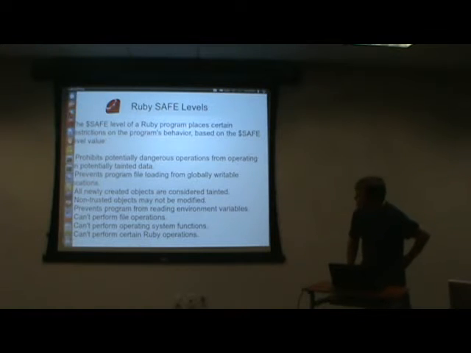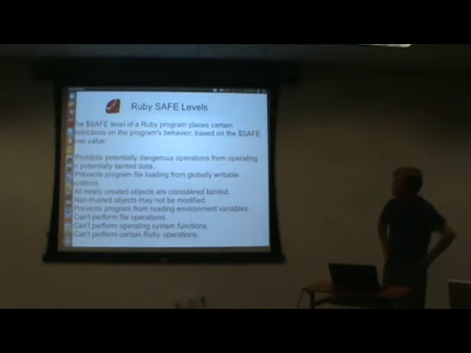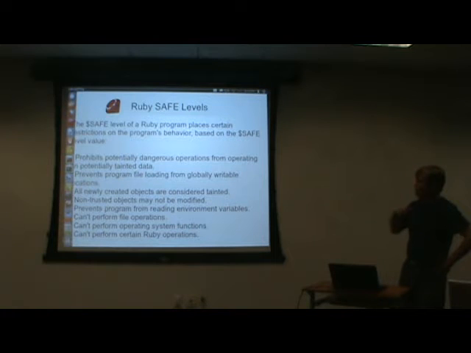The safe level. So what the safe level does is, based on its value, it places restrictions on your program's behavior. It prohibits certain things from happening, and it changes some attribute settings for objects. So some of the things it does is it prohibits potentially dangerous operations from operating on potentially tainted data, prevents you from loading files, and it prevents you from even reading from environment variables in some cases.